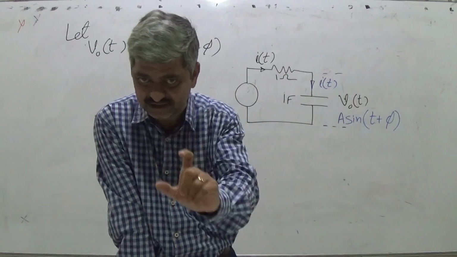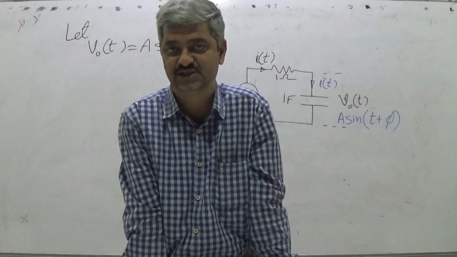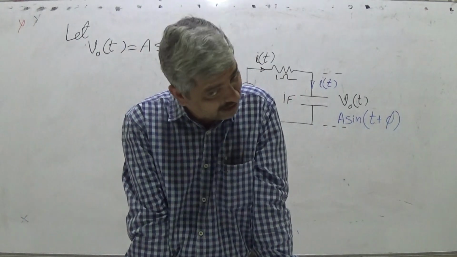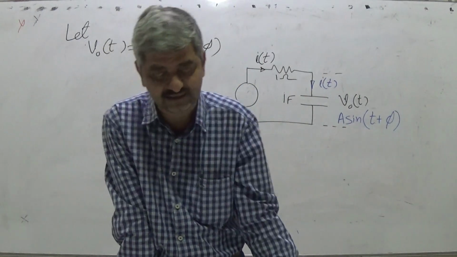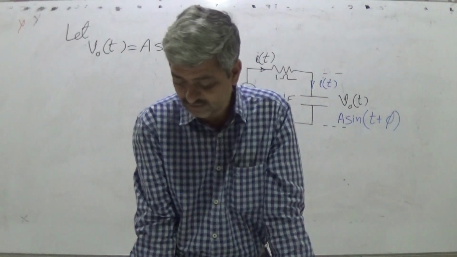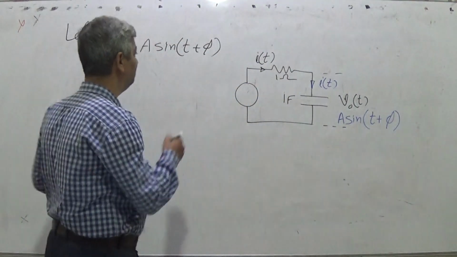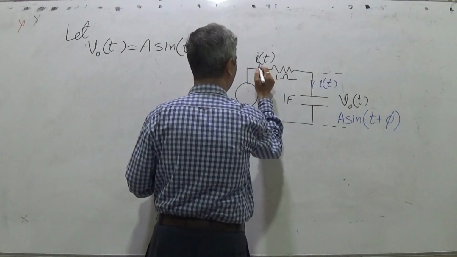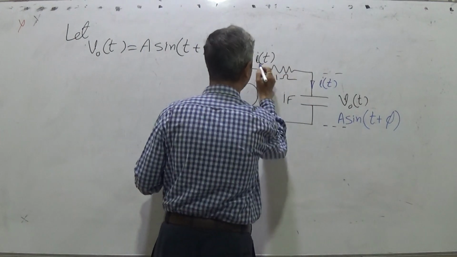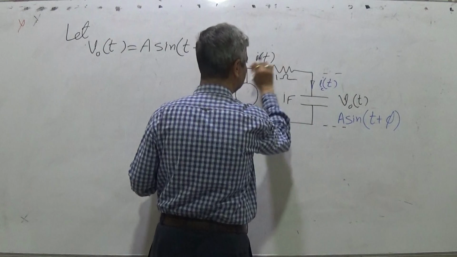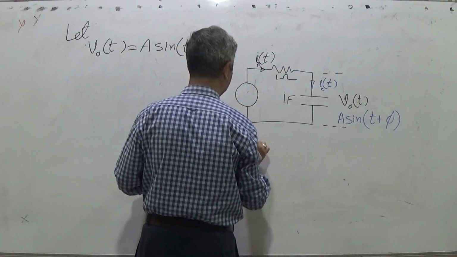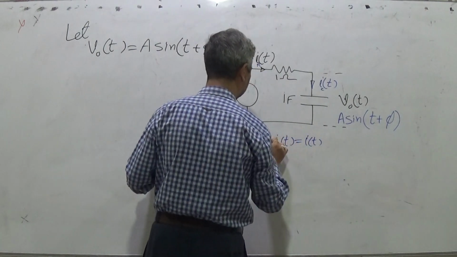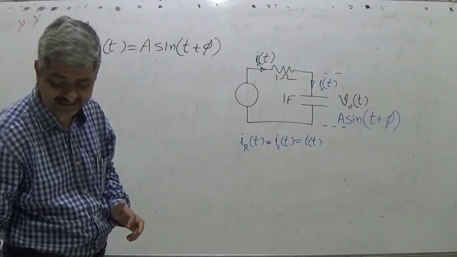When I know the voltage across the resistor, I know the current through the resistor is the voltage across the resistor upon the resistance. And when I know the voltage across the capacitor, I have a very clear logic that the current through the capacitor is the derivative of the voltage. So I can find this. Here I can say iR(t), and this current I can say iC(t), and since it is a series circuit, iR(t) is equal to iC(t), which is equal to i(t). So with this, how can I find iC(t)?